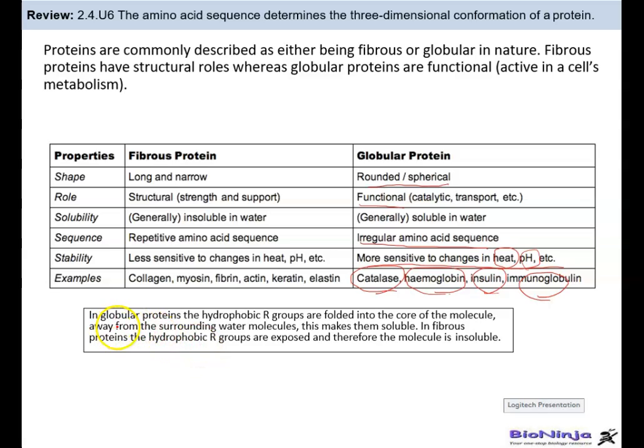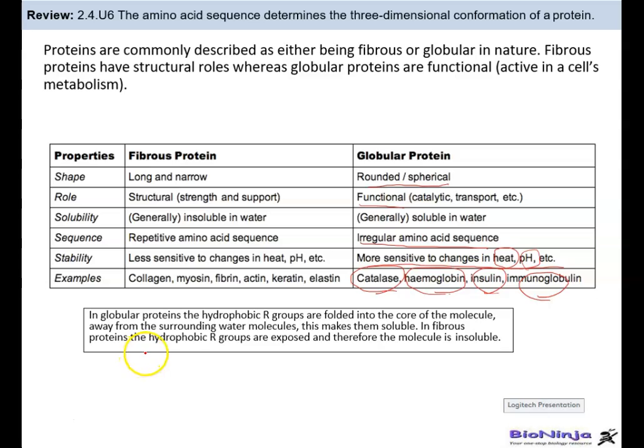Let's read this part together. In globular proteins, the hydrophobic R groups are folded into the core of the molecule away from the surrounding water molecules. This makes them soluble. Did you get it? Because of the R groups, they have the characteristic that they can be soluble in water because of the charged groups, the positivity and negativity.